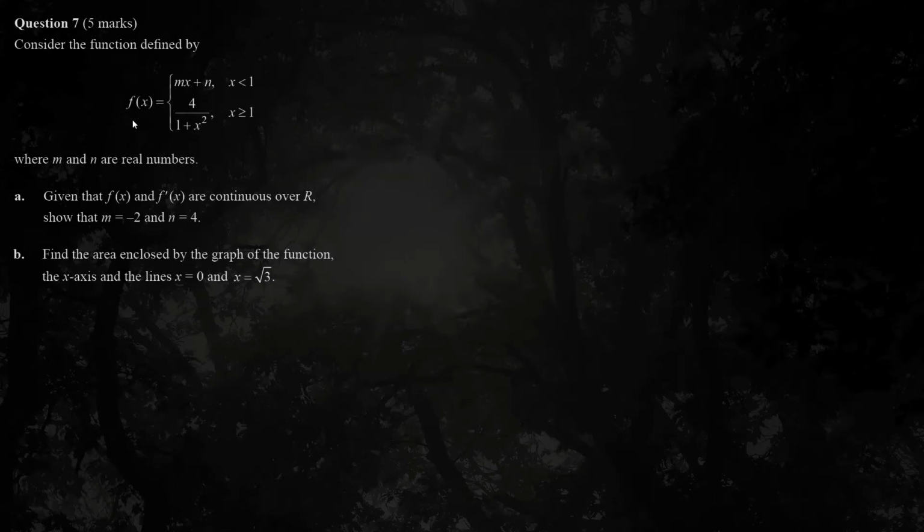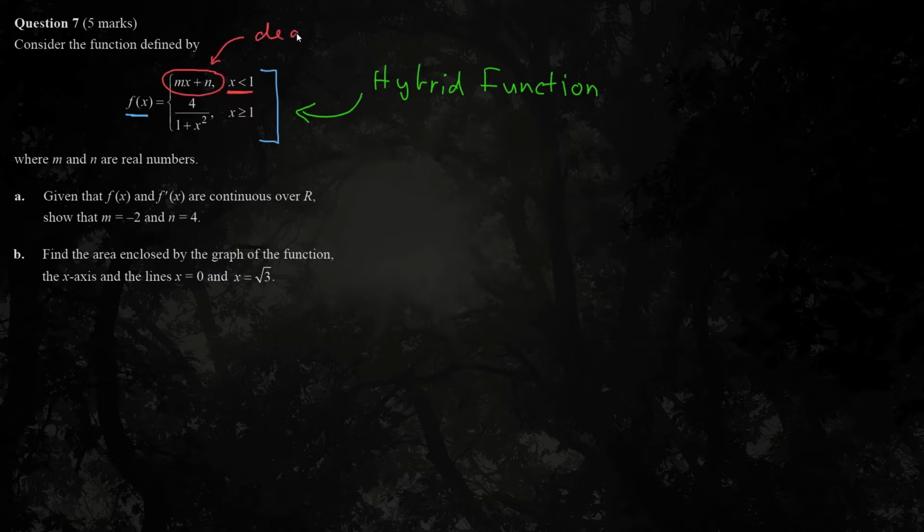Socratic math tutor here. Today we're going to look at this function f, which is defined in two parts, and so technically this is a hybrid function. And we're told that on the left-hand side of 1, it takes this form, so this is a degree 1 polynomial, so basically a line.